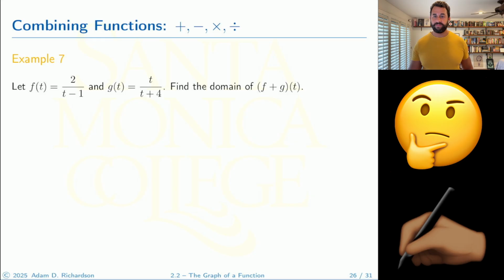Right. Now try to work it out. Think about intersections. Think about the domains of the two functions and try to find the intersection of those two domains.